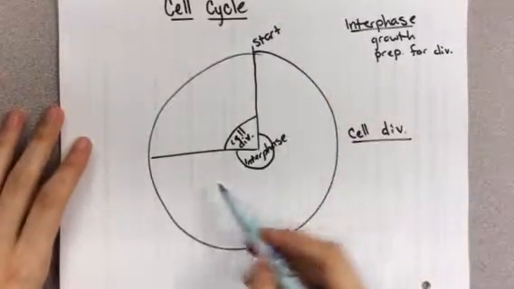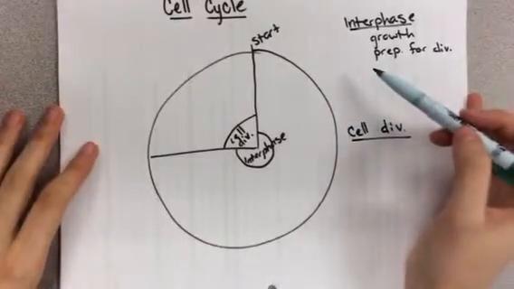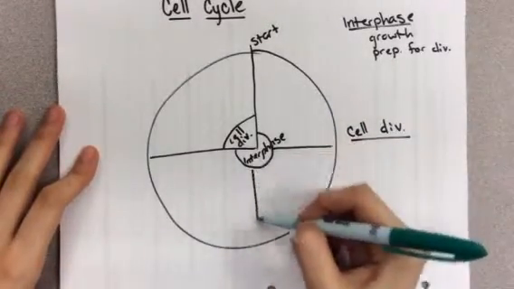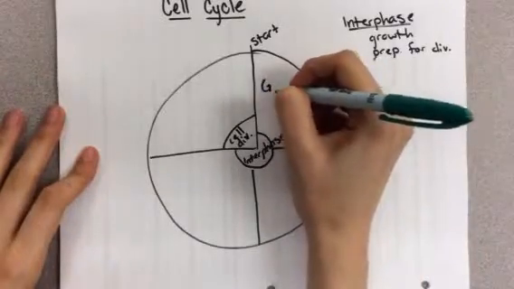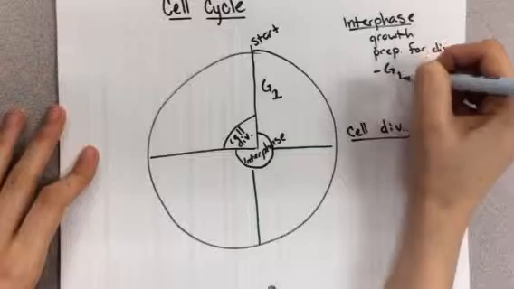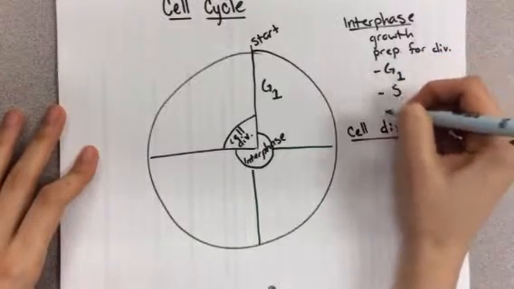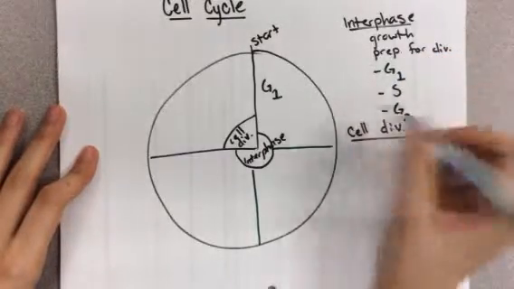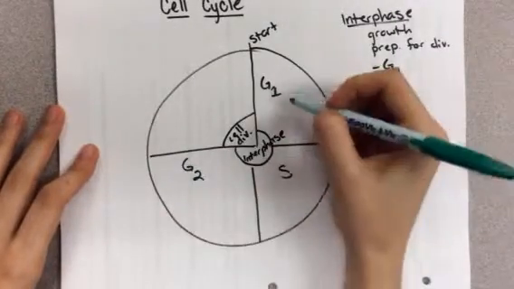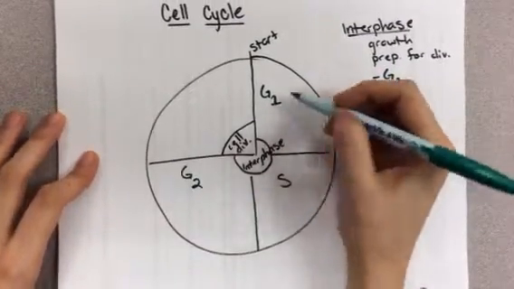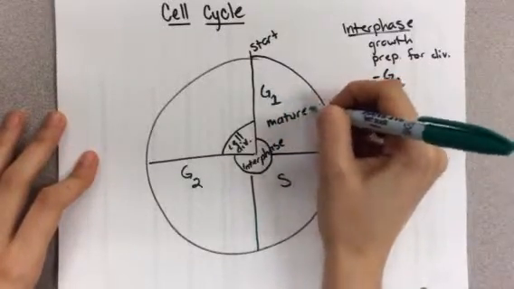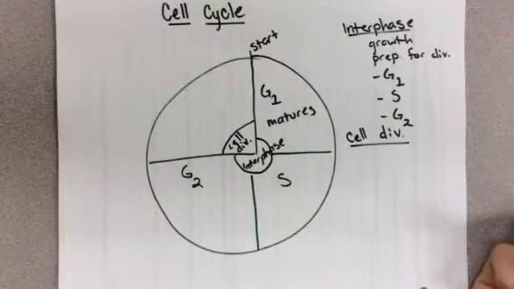So with interphase, again, this is the time when the cell is growing and preparing for division. It's split up into 3. The first part is called G1. So you have G1 phase. You also have the S phase, and you have the G2 phase. So G1, S, and G2. G1 is really where the growth happens. This is when the cell matures and performs all of its normal functions.